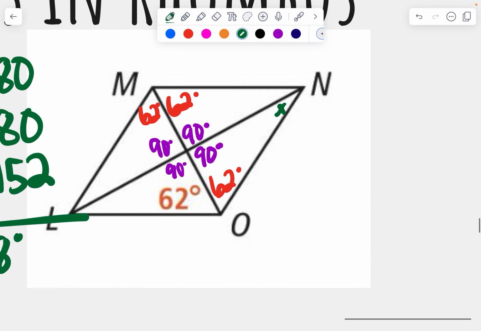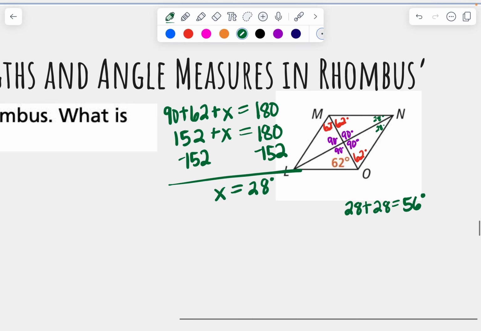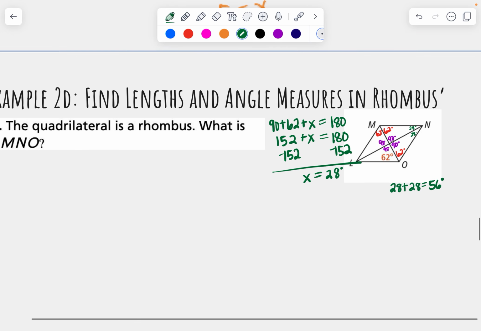But we're not done. They're not just asking for that little part. So I know that's 28 degrees, and that part is 28 degrees, which means that the whole entire angle is 28 plus 28, which is 56 degrees. So again, we had to find each individual angle and then add them together to get the whole angle.